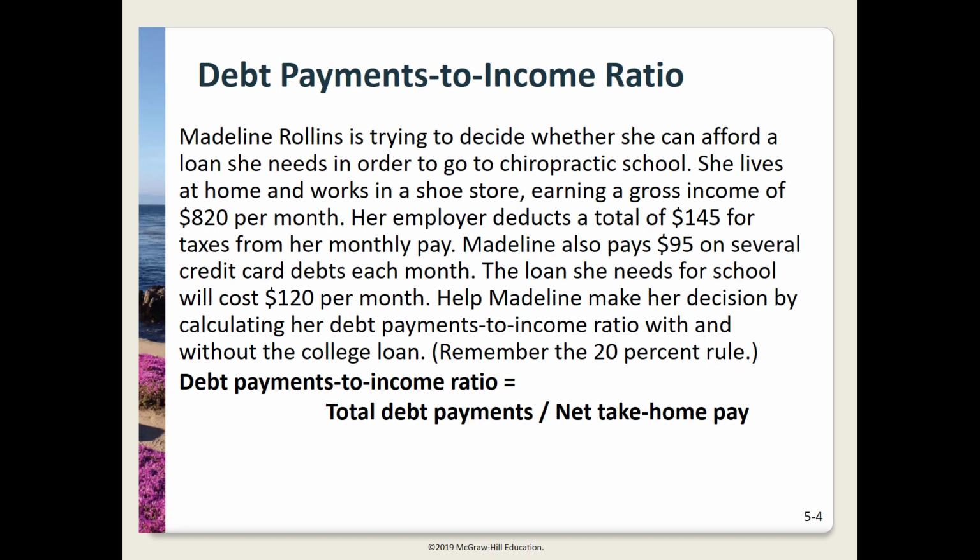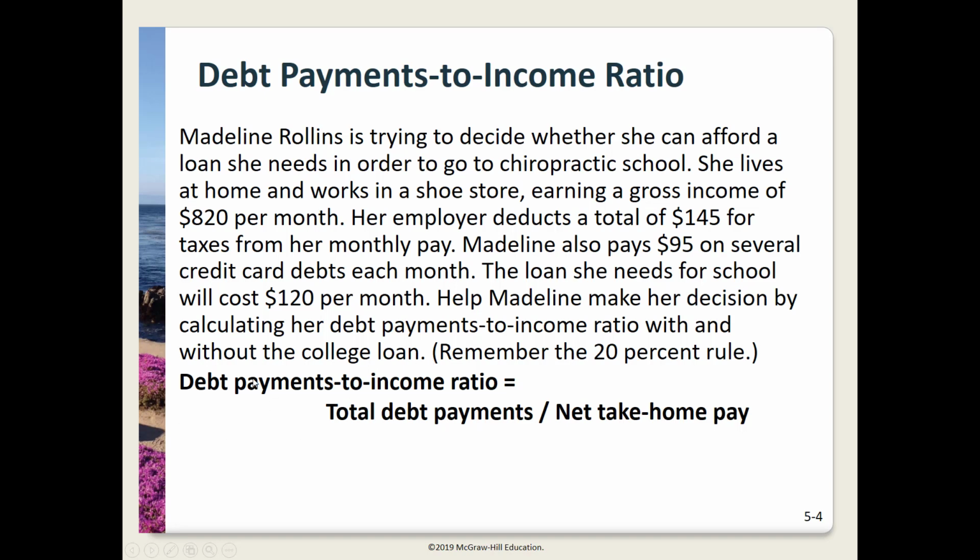In this next example, we're going to be looking at debt payments to income ratio. Madeline Rollins is trying to decide whether she can afford a loan she needs in order to go to chiropractic school. She lives at home and works in a shoe store, earning a gross income of $820 per month. Her employer deducts a total of $145 for taxes from her monthly pay. Madeline also pays $95 on several credit card debts each month. The loan she needs for school will cost $120 per month. Help Madeline make her decision by calculating her debt payments to income ratio with and without the college loan.